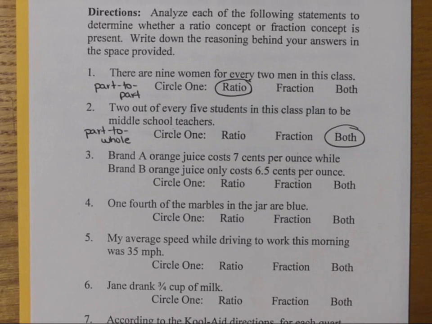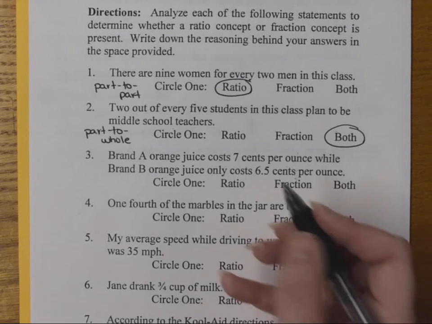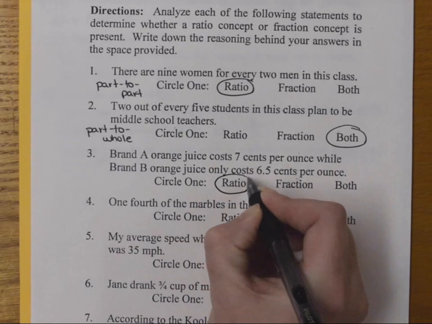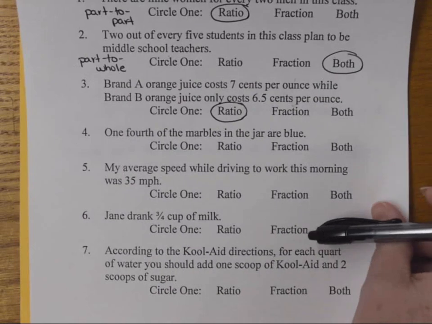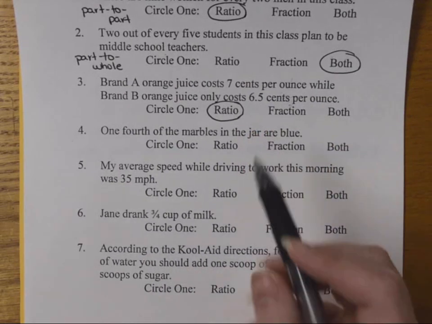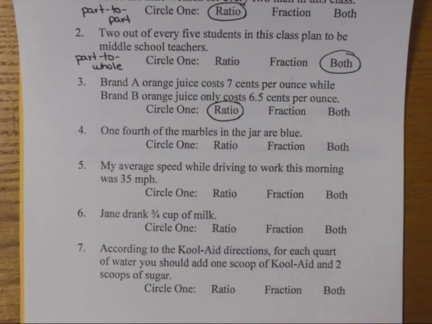Number 3: brand A orange juice costs 7 cents per ounce, while brand B costs 6.5 cents per ounce. That's just a ratio. Even though you might see it in what looks like fraction form, it's not a true fraction. It's not even comparing the same kind of quantity, frankly. It's comparing money to volume.